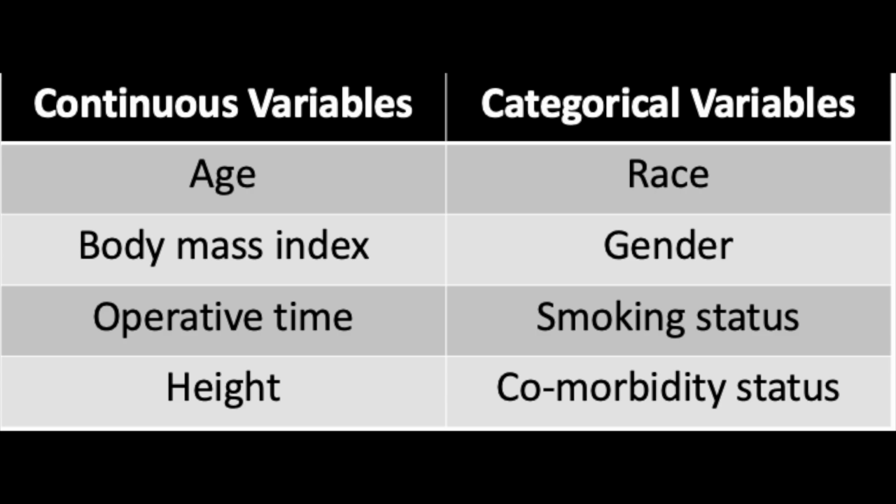So the two main types of statistical variables are going to be continuous and categorical. So here are just some common examples. Make sure that you have a really good understanding of how to identify which variables in your study are continuous and categorical, because this will be the basis of everything going forward.